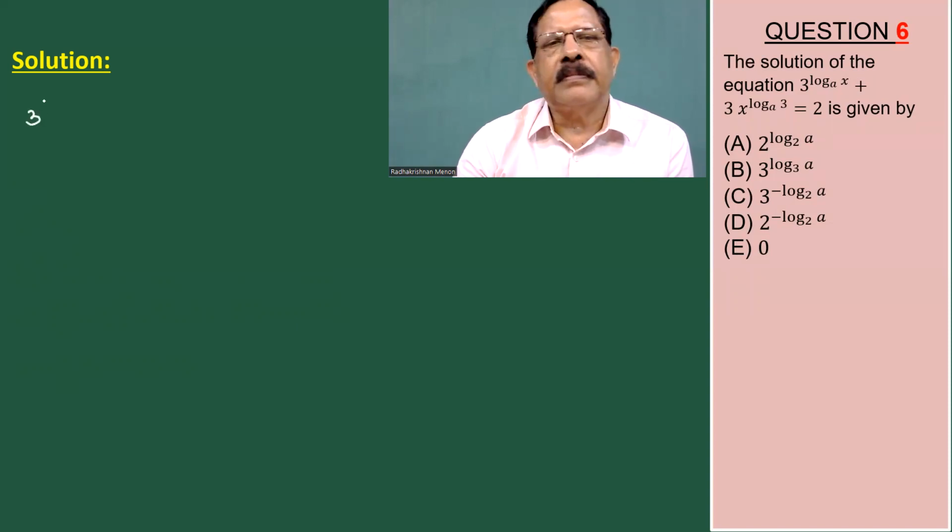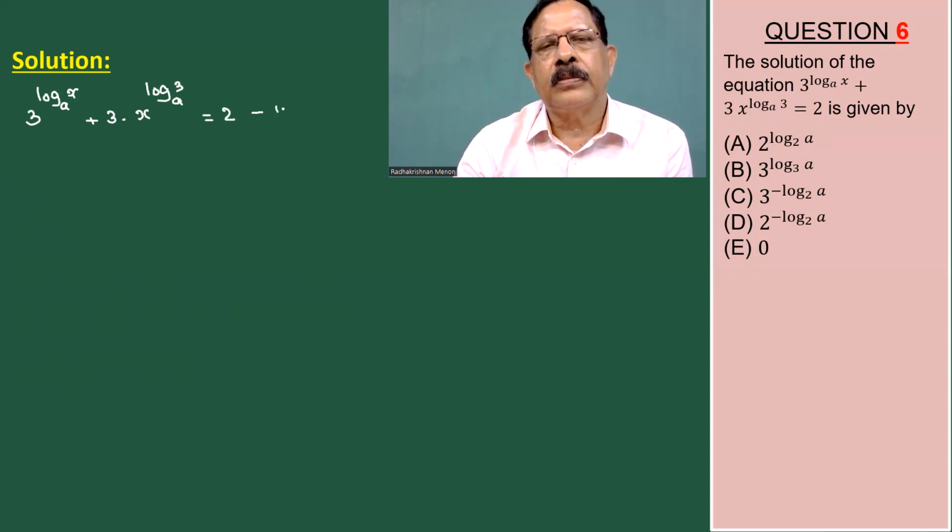3 to the power log x to the base a plus 3 into x to the power log 3 to the base a is equal to 2. Now, this result we are using.